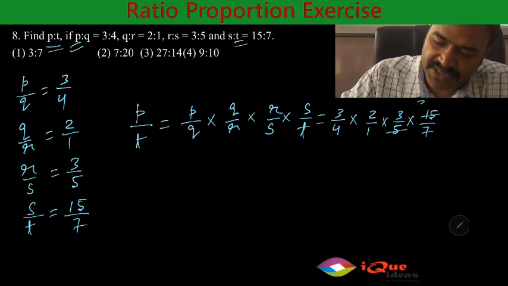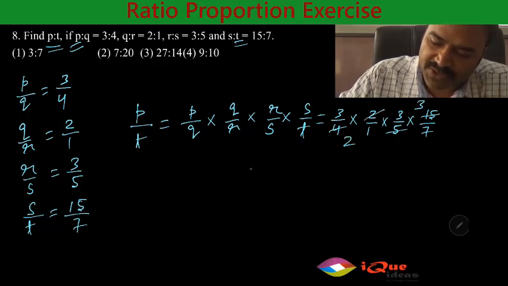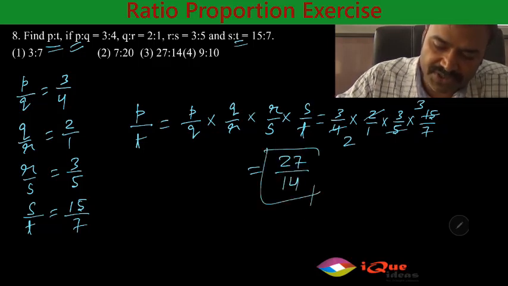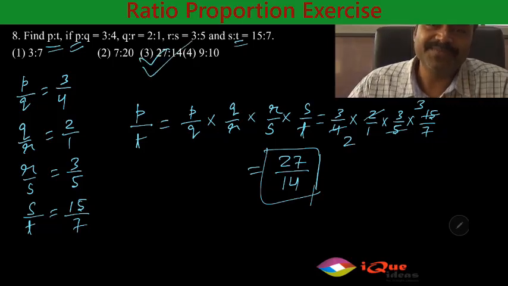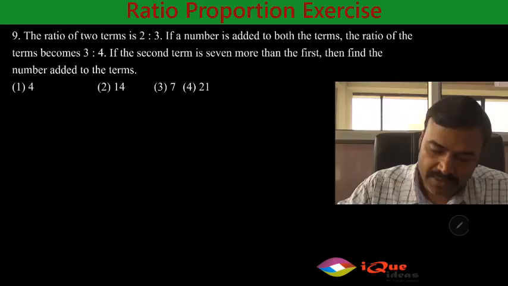So just simplify a little bit. 5 cancels 15 3 times. And 2 cancels 4 2 times. So 3 3 3, that is 27. Divide by 2 7s are, that is 14. So the answer of this question is 27 upon 14, that is third option. Okay, let's take up the next one.